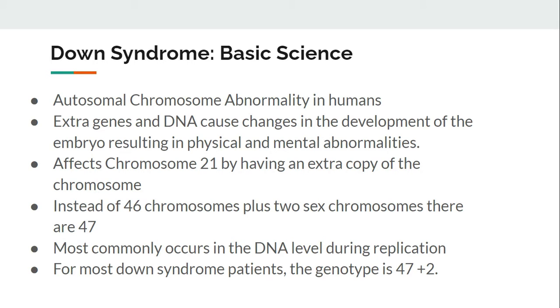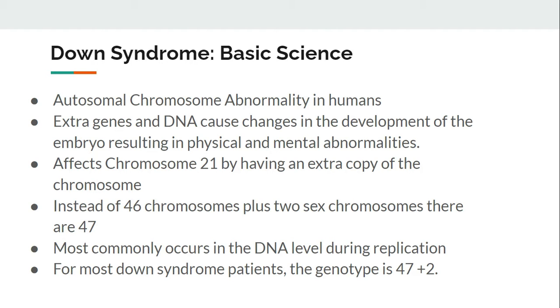Basic science of Down syndrome shows that it's an autosomal chromosome abnormality in humans. So there are extra genes and DNA that cause changes in the development of the embryo, which results in physical and mental abnormalities. Down syndrome affects chromosome 21 by it obtaining an extra copy of that chromosome. So instead of 46 chromosomes, including the two sex chromosomes, in an offspring, there are 47 chromosomes.